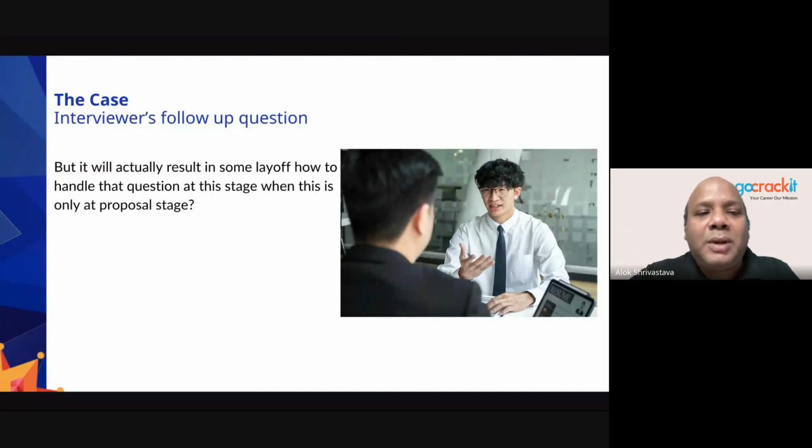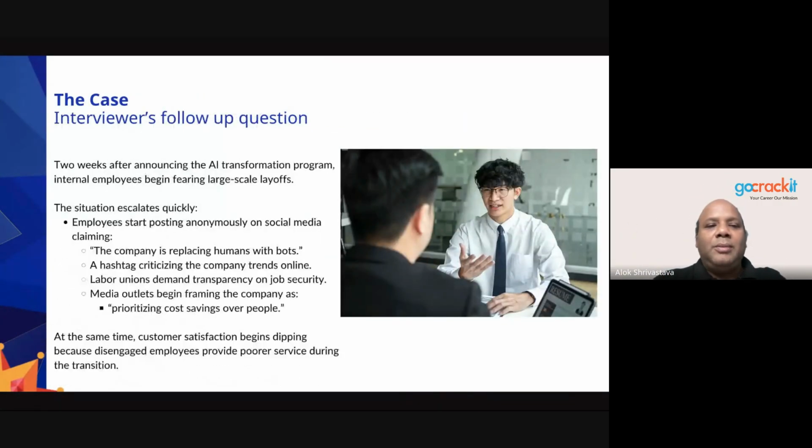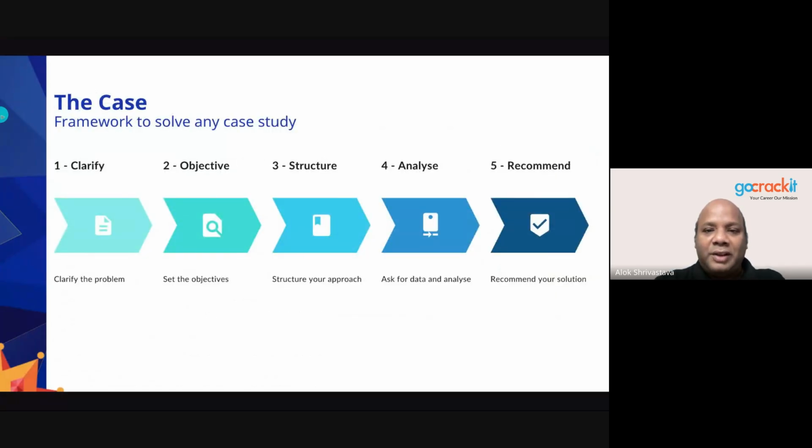So with this, we complete our case study. Basically, what we have discussed is this framework: clarify, paraphrase, and clarify. Ensure that you have understood the problem correctly. Set the objective very clear with the recruiter. Create a framework in which there are 3 to 4 buckets, 4, 5 buckets. Analyze the given data. Based on that analysis, do recommend.